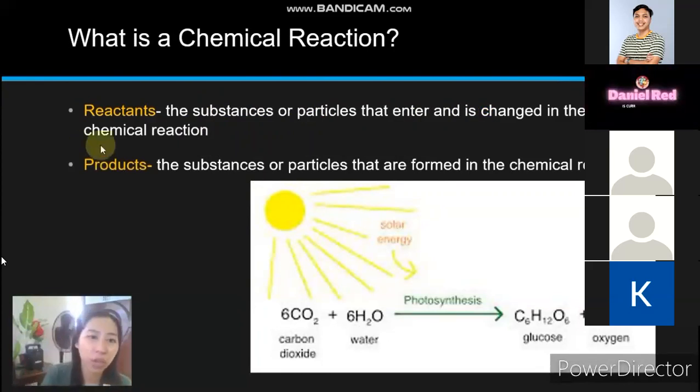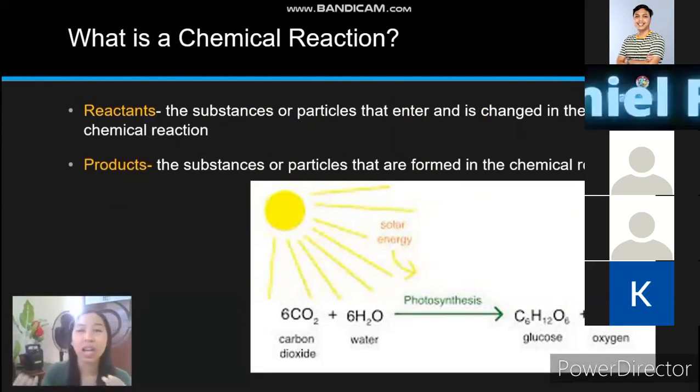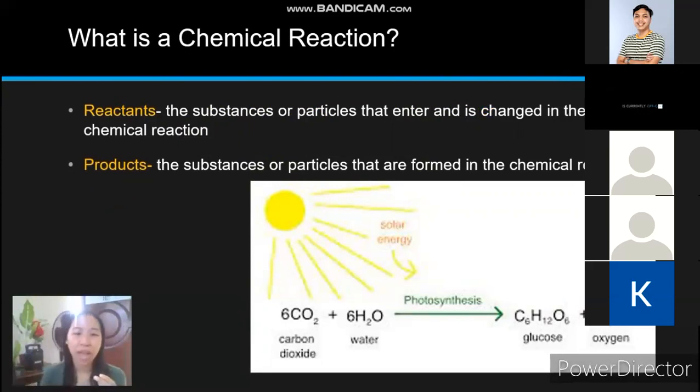Now, we also have what we call the products. The products are the substances or particles that are formed. Therefore, sa kung example kaganina, ang table, mao na siya ang product. Ang imuhang raw materials or reactants, mao tong nails, wood, and other nga reactants.